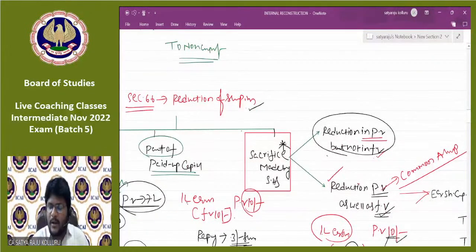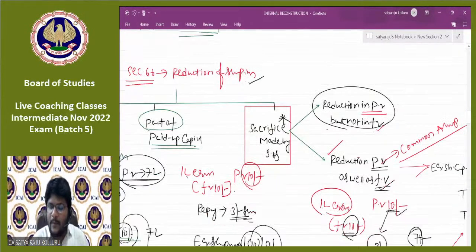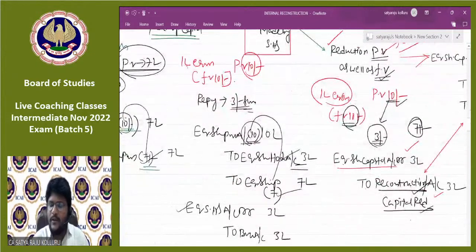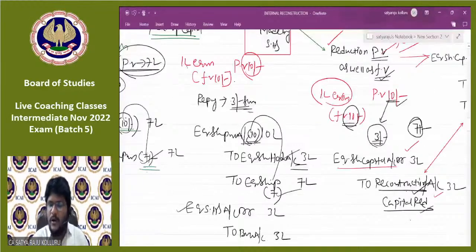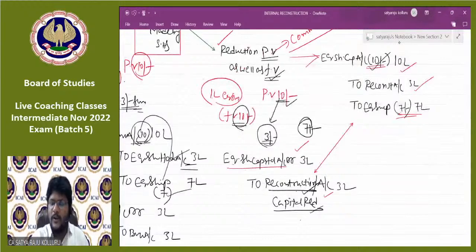At that point of time, there is no need to cancel the old capital. Only to the extent of the reduction, you can pass the journal entry, that is equity share capital account debited to reconstruction account. And the second case is reduction both in face value as well as paid up value. Then at that point of time, you need to cancel the old face value.